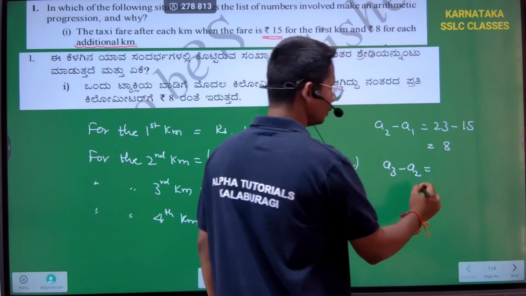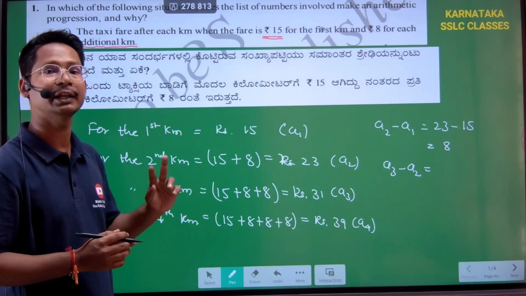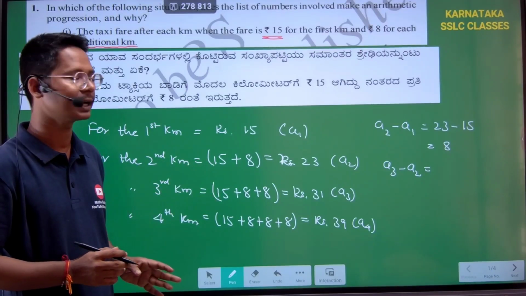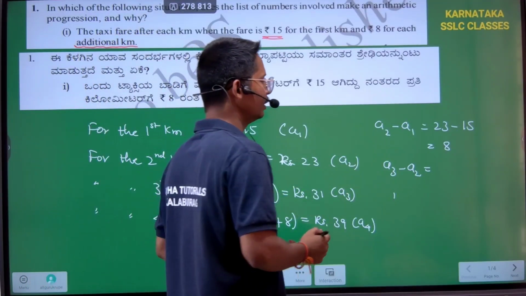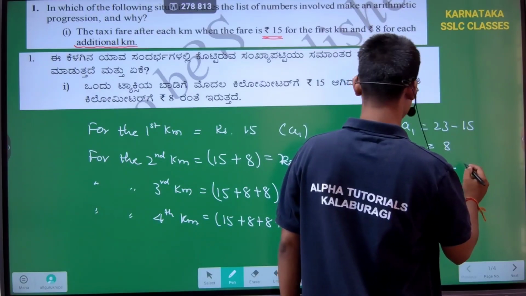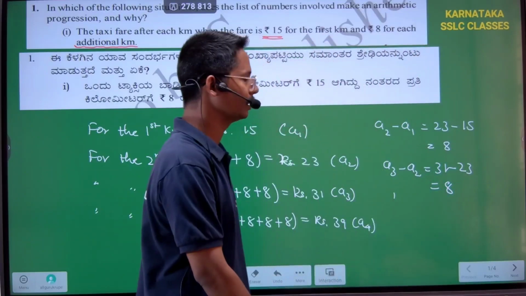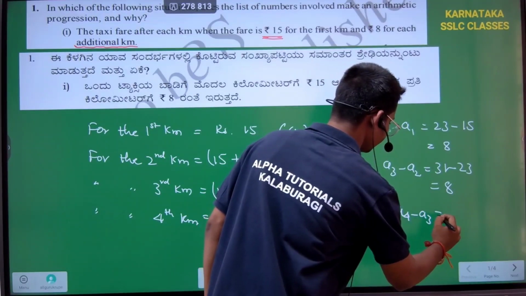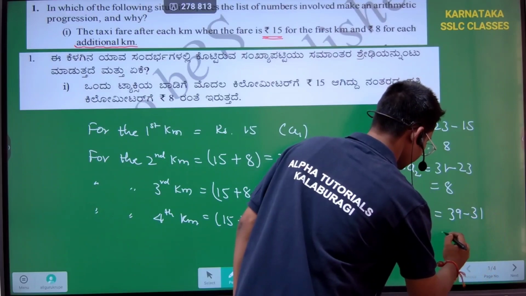So what is the common difference? You can take the common difference as the difference between any two consecutive numbers. So A3, what is the A3 value? 31 minus the A2 value, 23. So again you are going to get 8. And finally you can even go for A4 minus A3. A4 is 39 and A3 is 31, you are going to get 8.